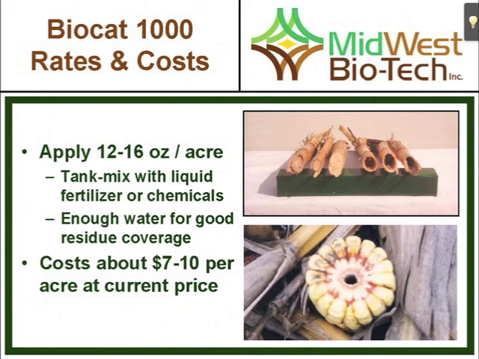The cobs will be there, but they won't germinate, so you'll have fewer problems with volunteer corn and things like that. We recommend applying about 16 ounces per acre of BioCat 1000 as soon as you can get it on after harvest in the fall. Put it on by itself. It'll mix with our soil product, Chandler Soil, and it's also tank mix compatible with most liquid fertilizers like 28% nitrogen. If you're putting on burn down chemicals, either fall or spring, it'll mix with that, and just make sure you use enough water to get good coverage. And at our current discount price, it's somewhere between $7 and $10 per acre, depending on the volume that you're purchasing at and also the rate.